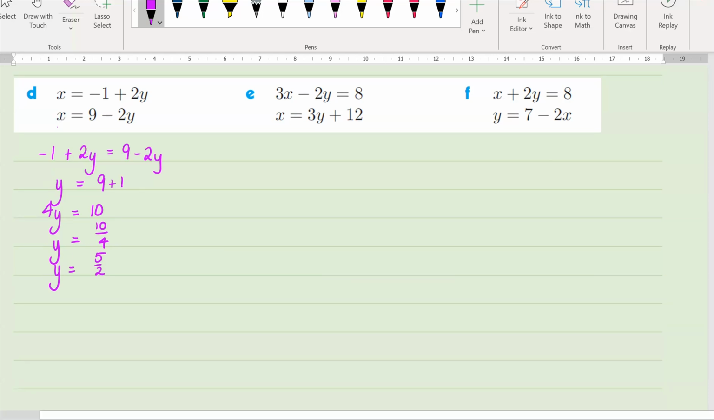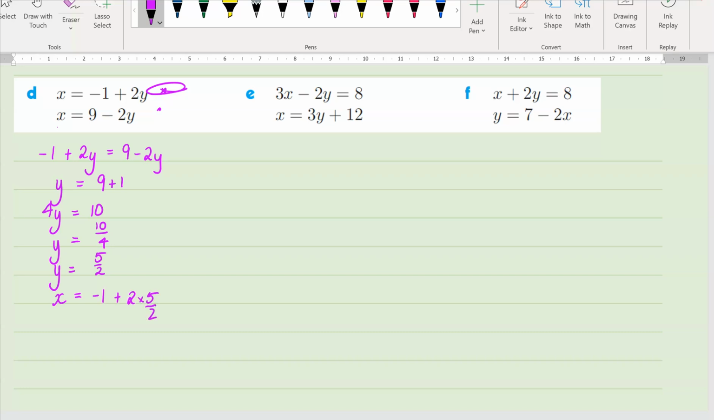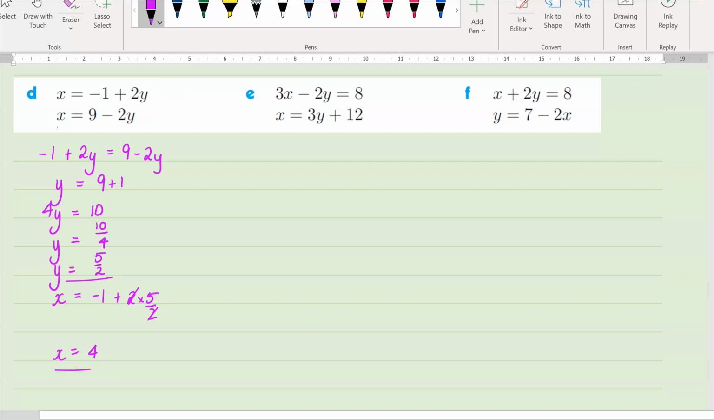So always cancel your fraction, and to get your x value, you can pop it into either one of these. I'm going to go the first one, so it's going to be x equals, better put it underneath because I have to do the other question, x equals minus 1 plus 2 times y, which is 5 over 2. You could use your calculator if you wanted to, but I really hope you don't because we know the 2's will cancel like so. And minus 1 plus 5, so x is 4. Okay, you have the time, put it back in, check with your other one that you get the same answer, and we're good to go. Let's do the next one now.